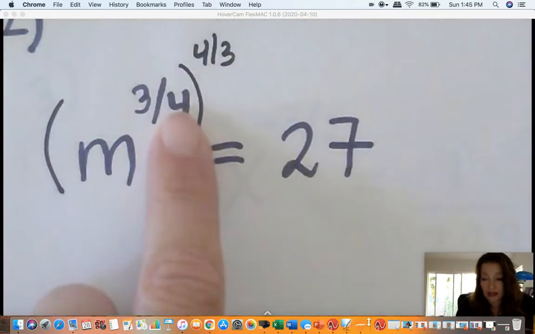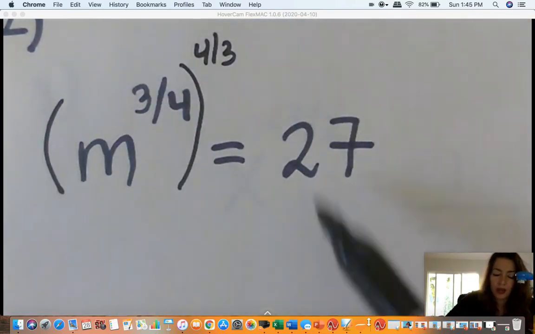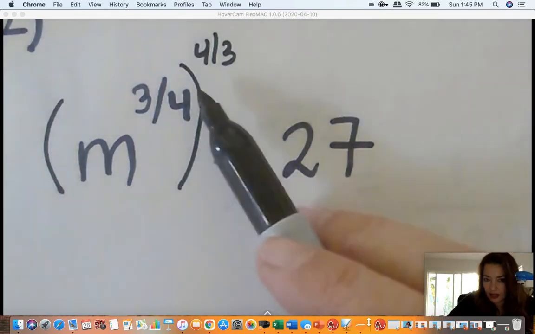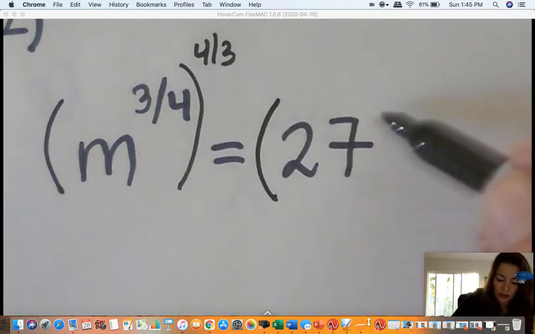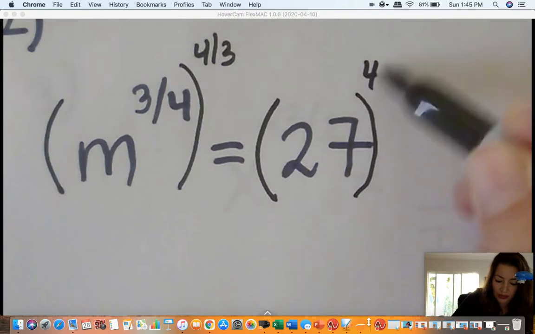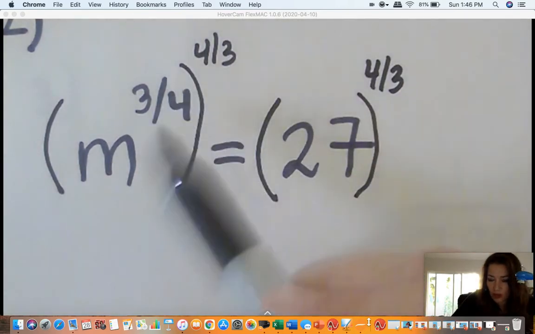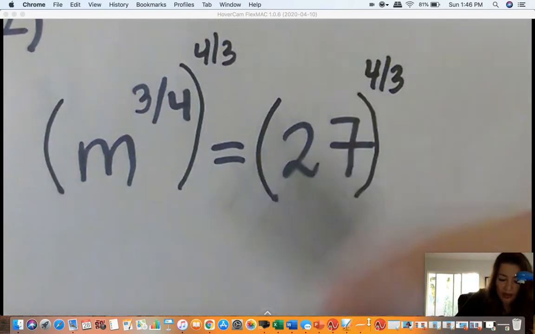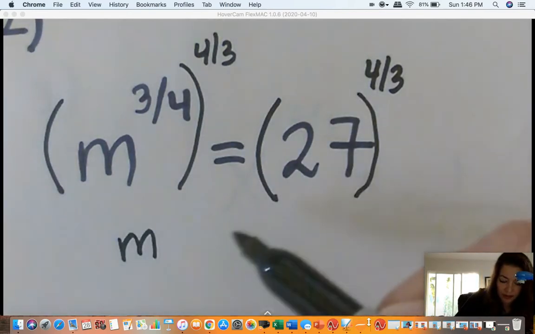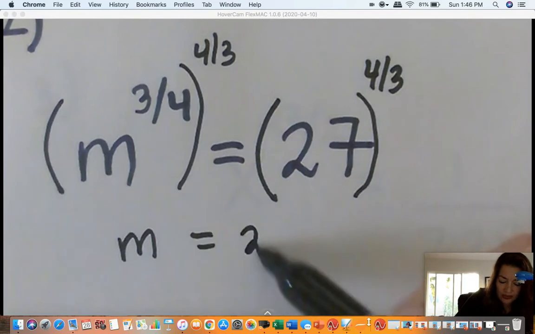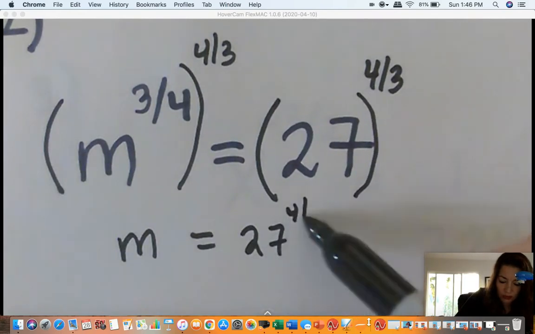My goal is to cancel out using the power property. But if I raise the left side to the 4/3, I'm going to do the same with the right side. I'm going to raise it to the 4/3. And then using the power property, we get 12/12, which is just 1. So I'm left with m here is equal to 27 to the 4/3.